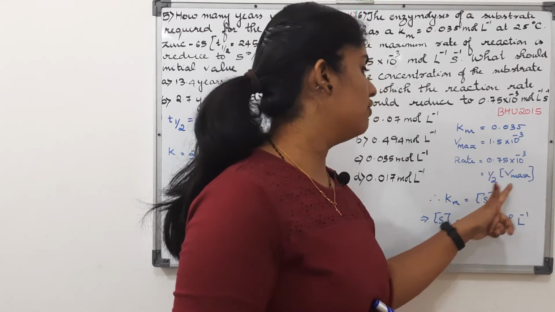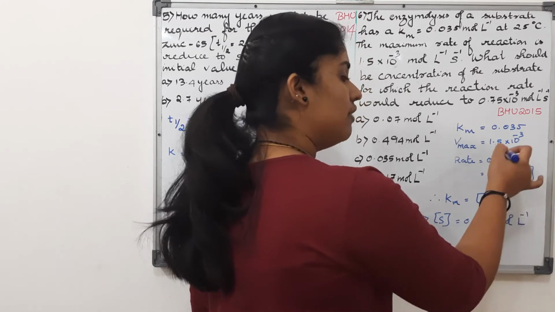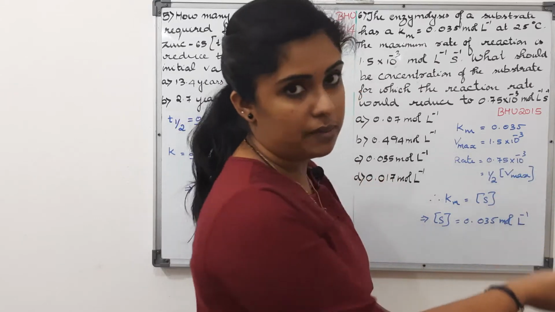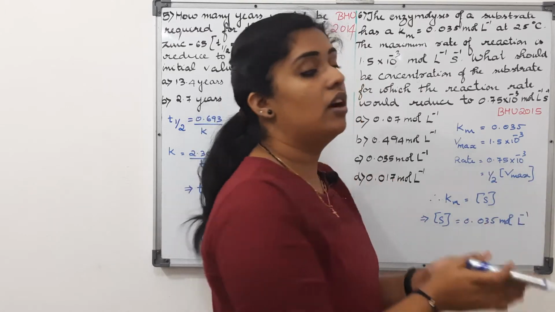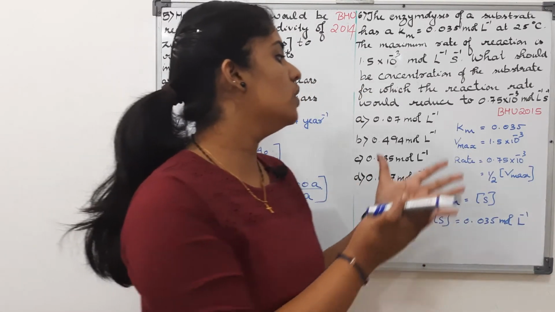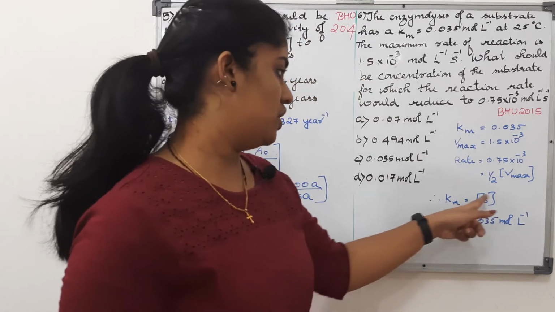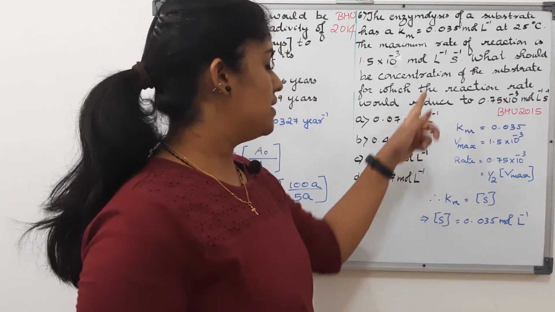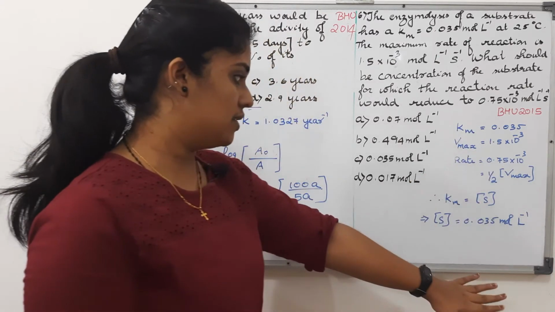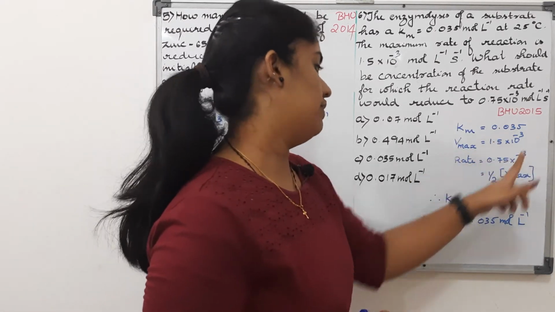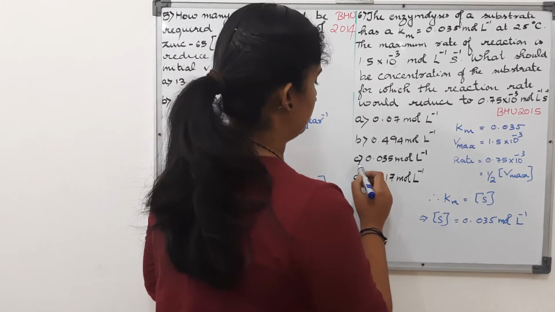Now this is half of this value. You can see that 0.75 is half of Vmax, that is half of 1.5 into 10 power minus 3 is 0.75. So the rate that they have given is half of Vmax, and we already saw that when rate equals half Vmax, the condition is that my Km will be equal to the substrate concentration. So I can say that my substrate concentration for this particular rate will be the same as the Km or the Michaelis constant, and its value is 0.035. So it is 0.035 substrate concentration also, and option C would be my right answer here.